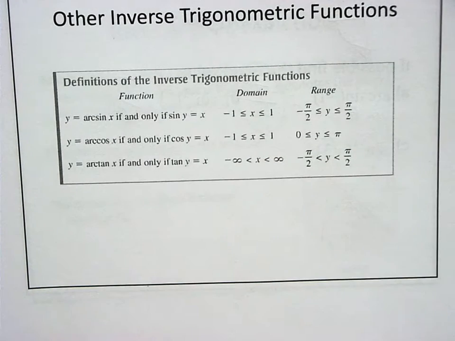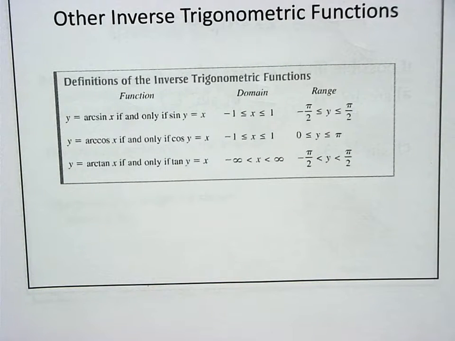Why would arc cosine's range only go from 0 to pi instead of -π/2 to π/2? Arc sine and arc tangent both have -π/2 to π/2 for their range. Why would arc cosine only have 0 to pi?